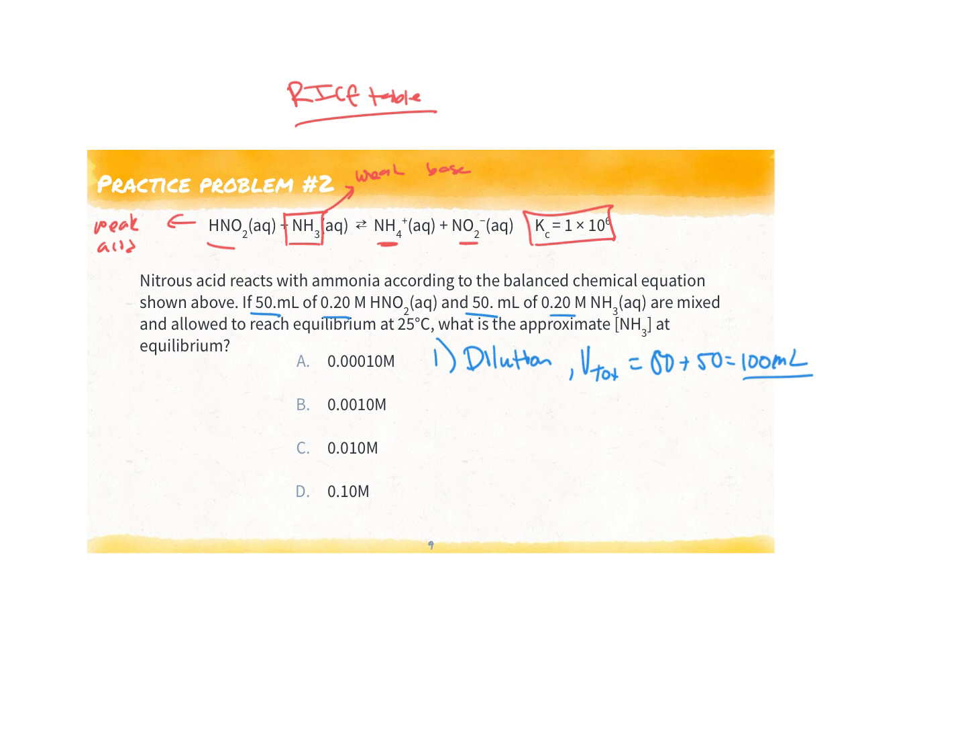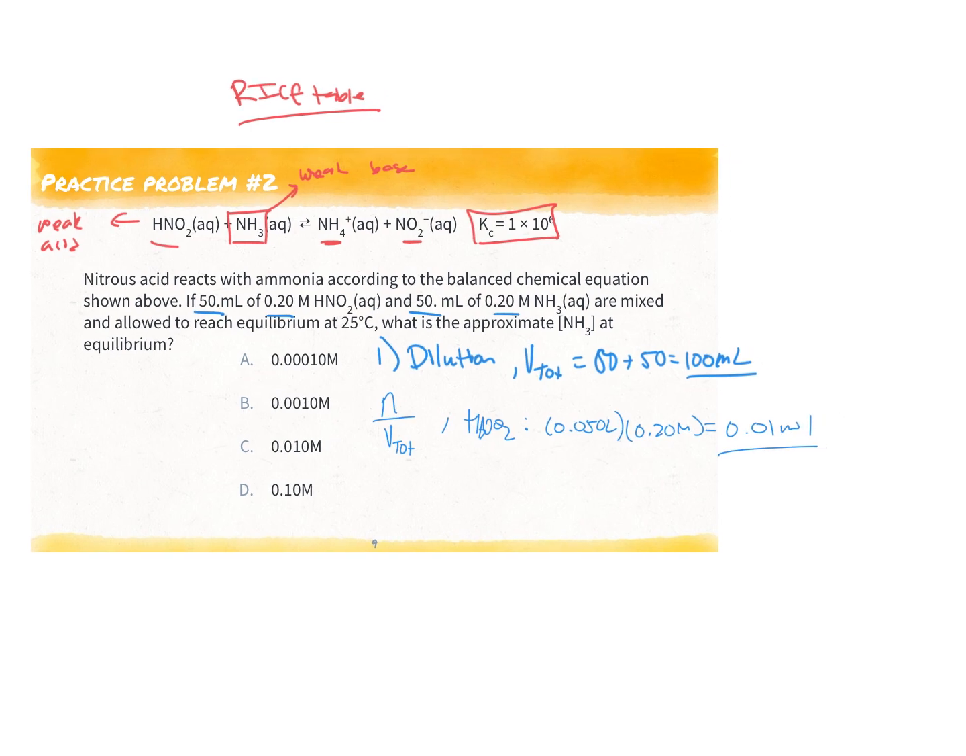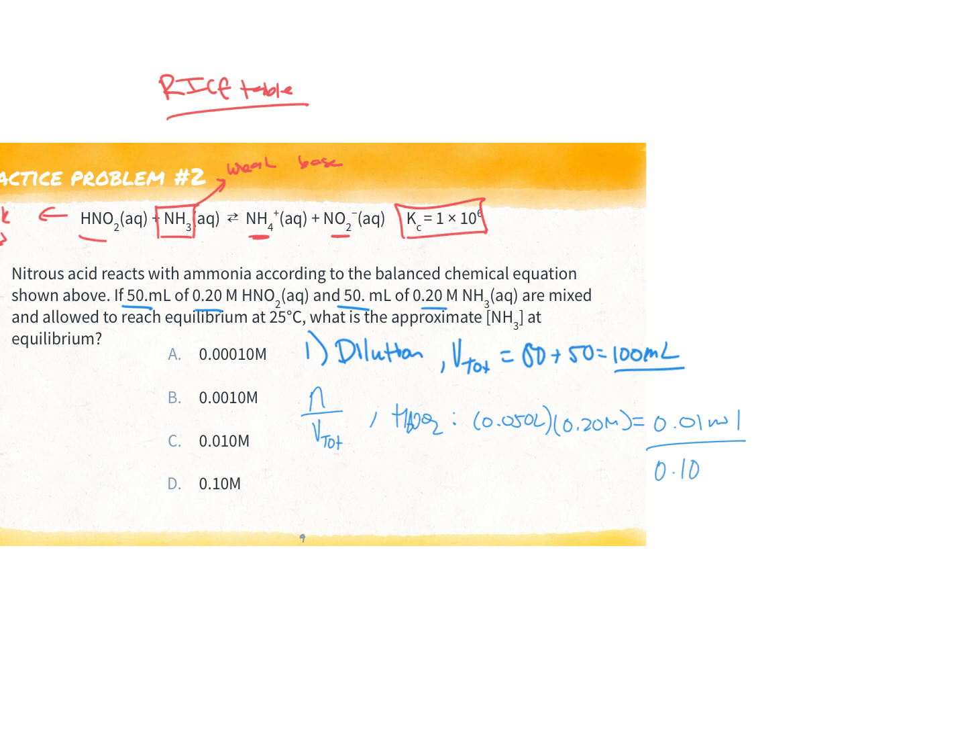We just find the number of moles, and divide it by the total volume. And so we'll do it for one of them, but it's going to be the same for both of them because they have the same volume and concentration. But for HNO2, let's say, we do 0.050 liters times the concentration. That will get us 0.01 moles. And then we just divide that by the total volume, which is 0.10 liters. And we get 0.1 molar.